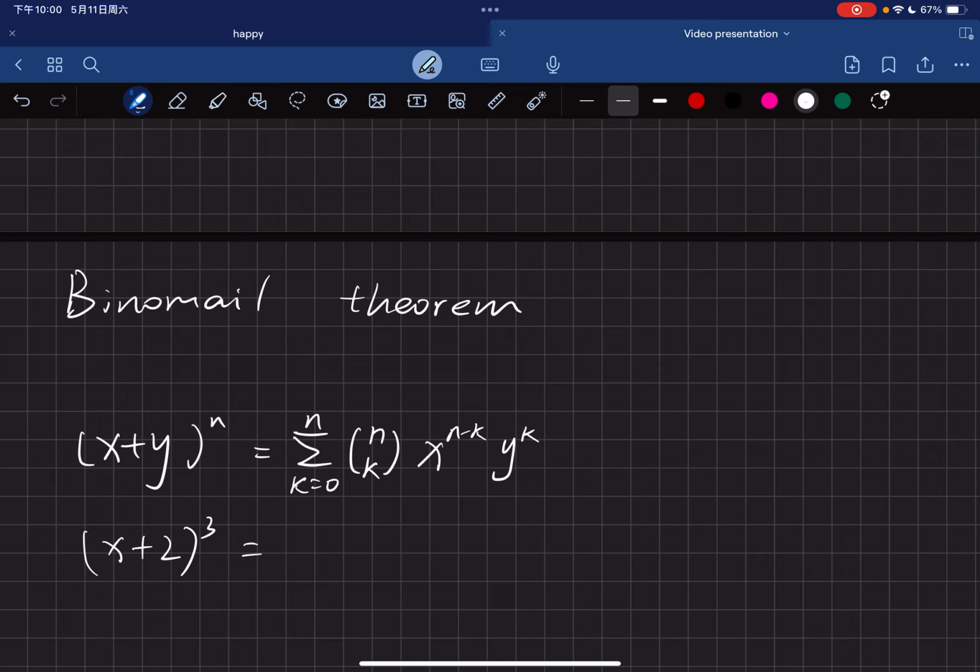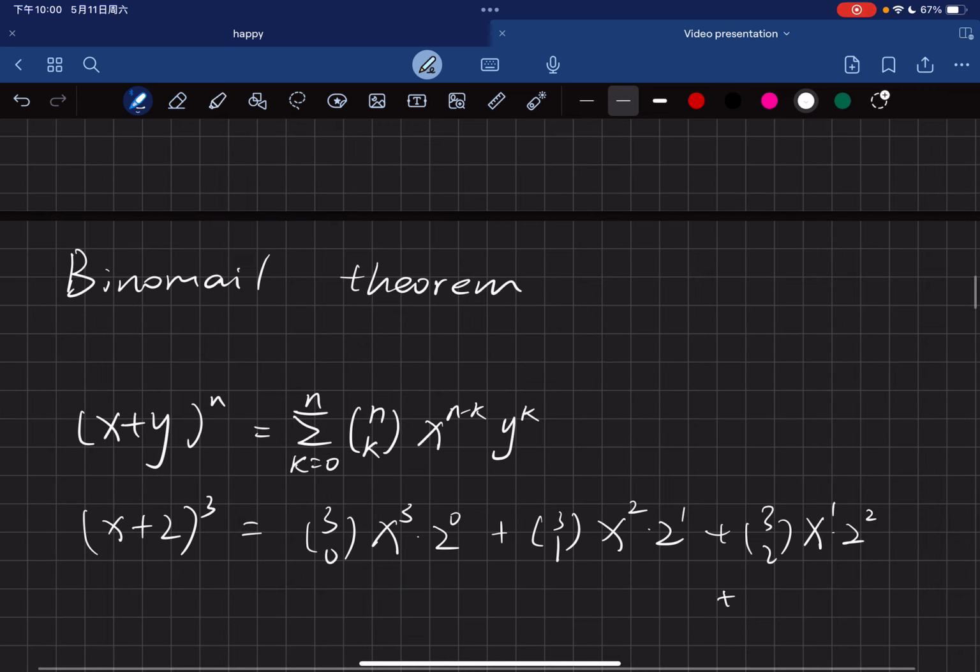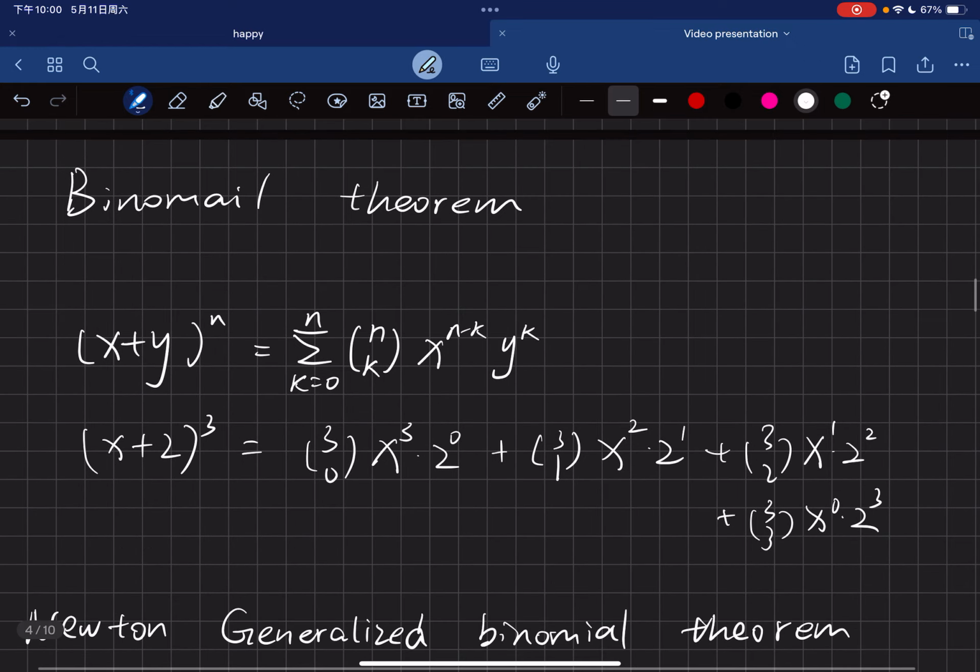The first term is 3 choose 0, x to the power of 3 times 2 to the power of 0, plus 3 choose 1 times x to the power of 2 times 2 to the power of 1, and so on. So I wrote every term of this expansion.